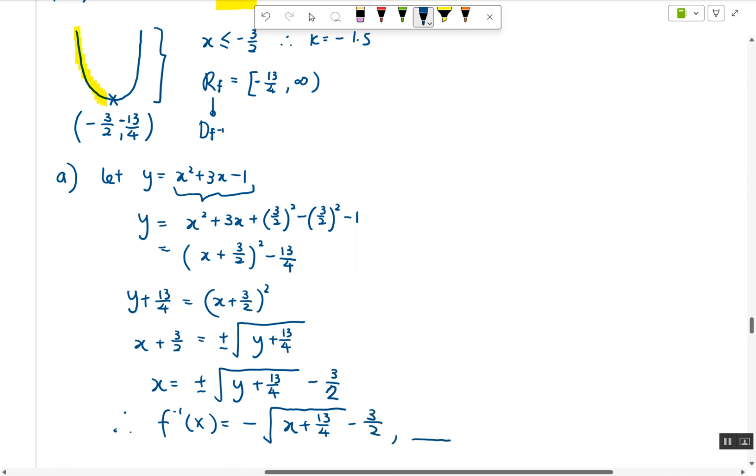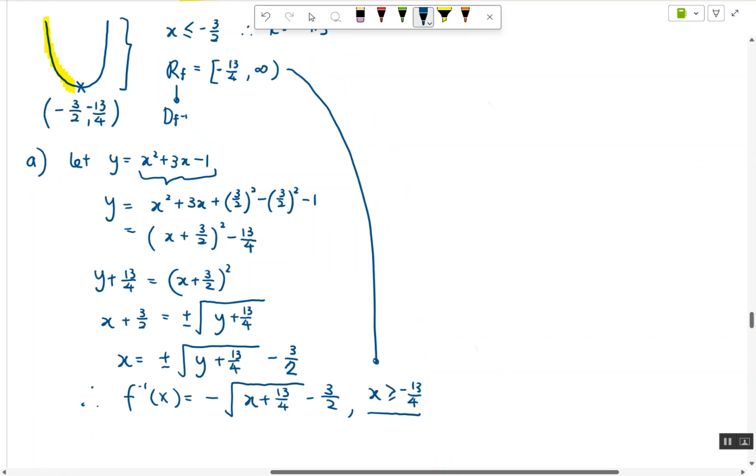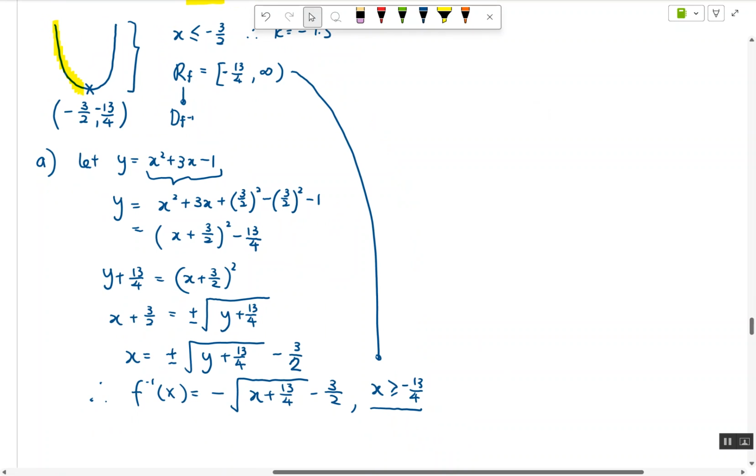This is where the next part is important. What is the domain of f inverse? Actually, you can look from inside the square root, but an easier way would be to look at the range, negative 13 over 4 to infinity, right? x is greater than or equal to negative 13 over 4. That would be the domain of f inverse, because the domain of f inverse is equal to the range of f. What is the relationship of f and f inverse? All the x become the y value, all the y become the x value. That's the relationship of f(x) and f inverse.